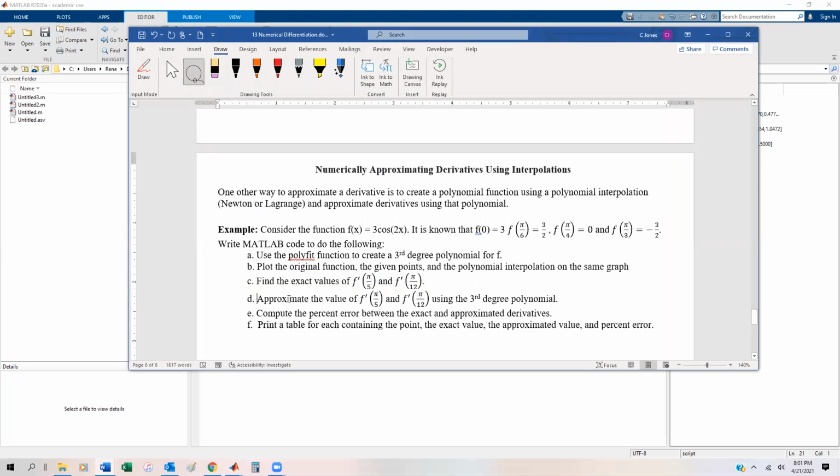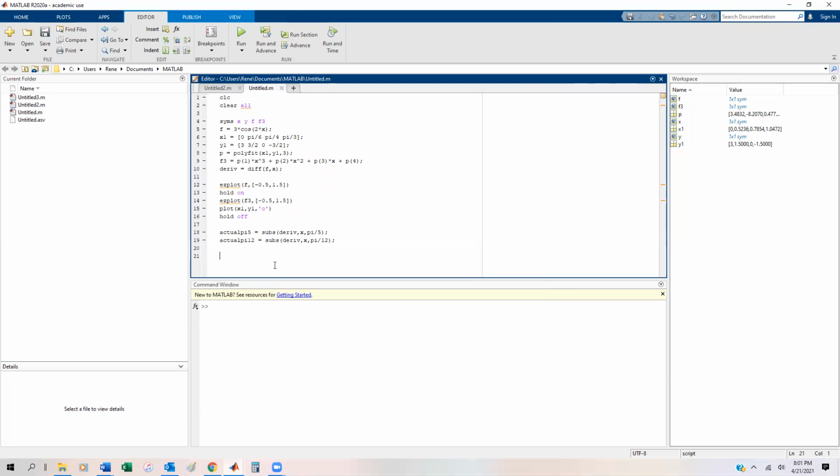All right, we're going to approximate the values of the third degree polynomial. So I'm going to call this estimated pi 5, and that's going to be equal to, let's find, I'm going to call this e deriv, the estimated derivative. That's going to be equal to diff of f3 with respect to x. All right, so that should be our derivative. And I'm going to substitute into the e deriv, so that's the substitution into the estimate of the derivative.